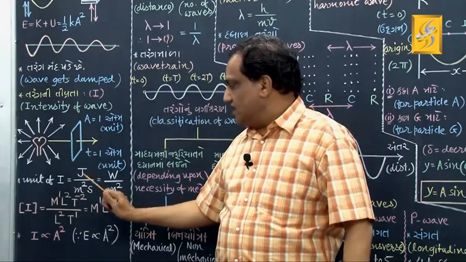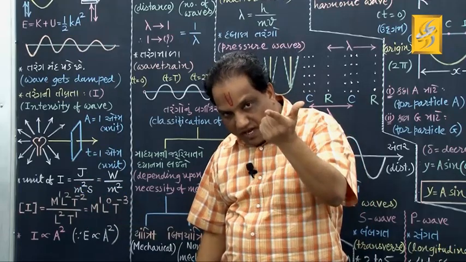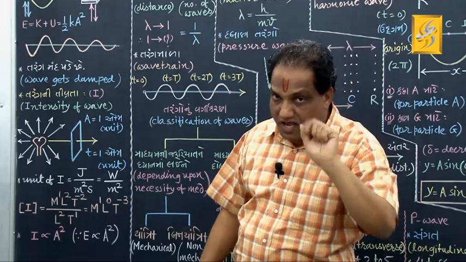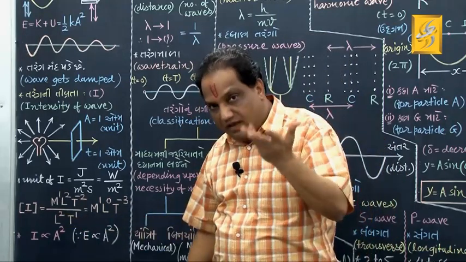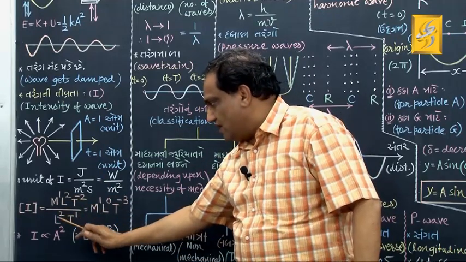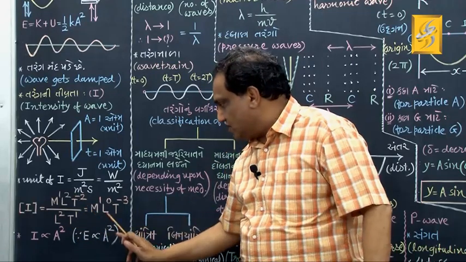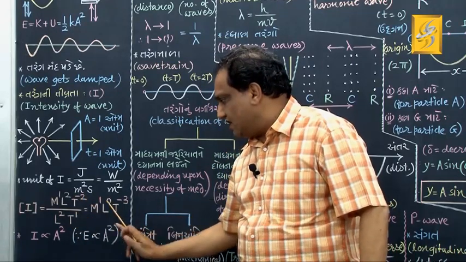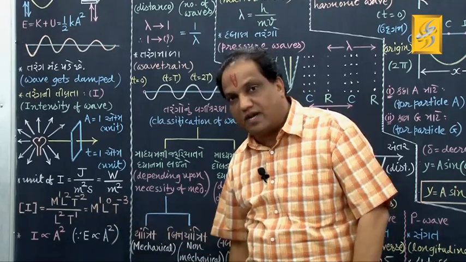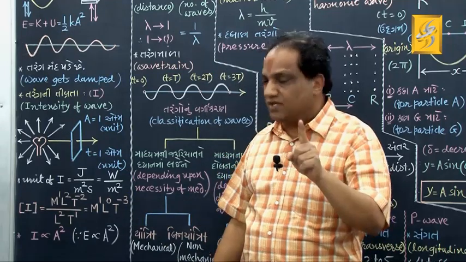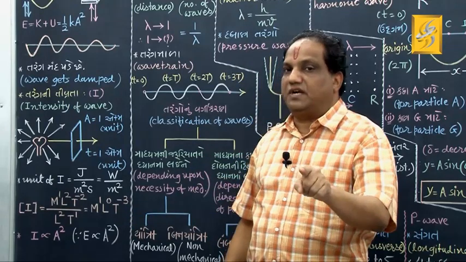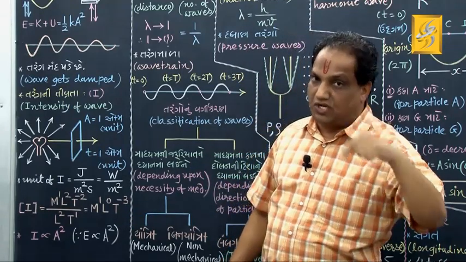Fine. What about dimensional formula of intensity of wave? Come on. Energy upon area into time. What about for energy? M raised to 1, L raised to 2, T raised to minus 2. Divided by, for area, L raised to 2. For time, T raised to 1. Correct? Now M raised to 1 as it is. L raised to 2, L raised to 2 will get cancelled. Then L raised to 0. T raised to minus 2 minus 1, that is T raised to minus 3. M raised to 1, L raised to 0, T raised to minus 3. In the first semester, you have studied this dimensional formula. You must remember now. For intensity, it is M raised to 1, L raised to 0, T raised to minus 3.